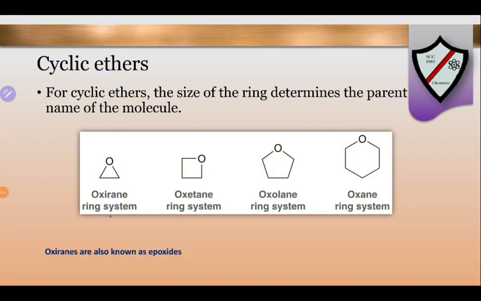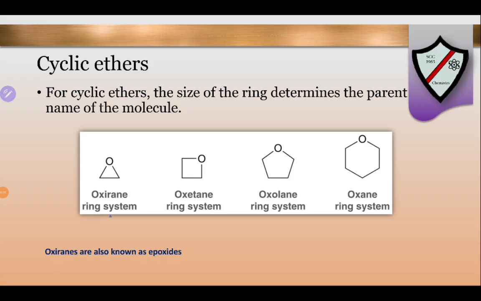And we see that for a 3-member ring, 2 carbons and 1 oxygen, we call that oxirane. For 4 members, oxetane, 5, oxolane, and for the 6-member ring system, we call that oxane. And those are, like I said, common motifs, common structures throughout many biological molecules, so I wanted to mention them here. The rest of the chapter focuses on the 3-member ring system, the oxirane, and we have a different name for those because they're so common.